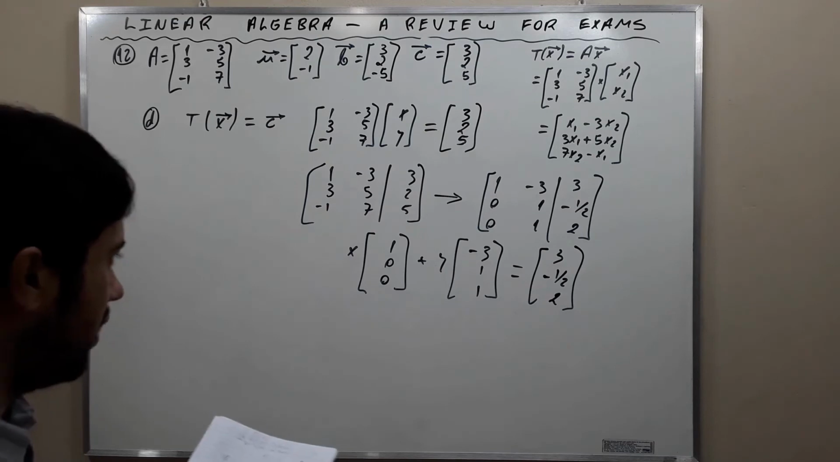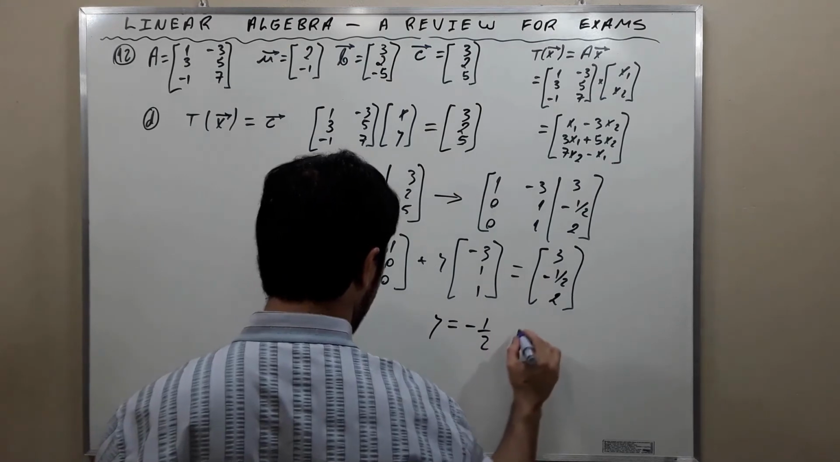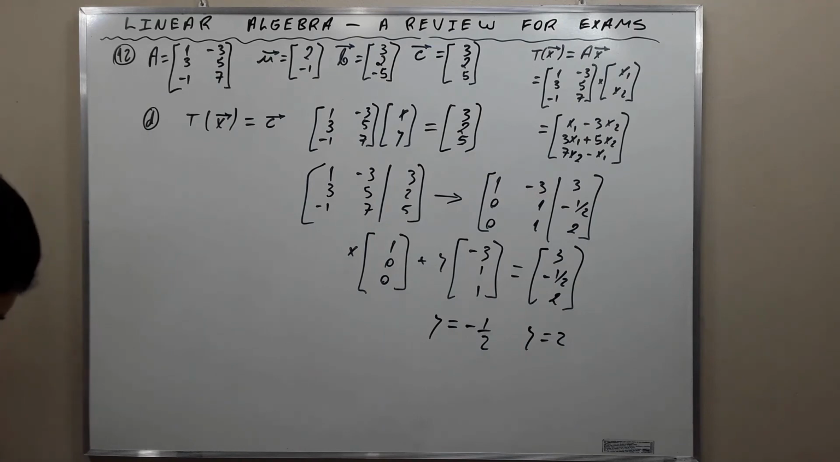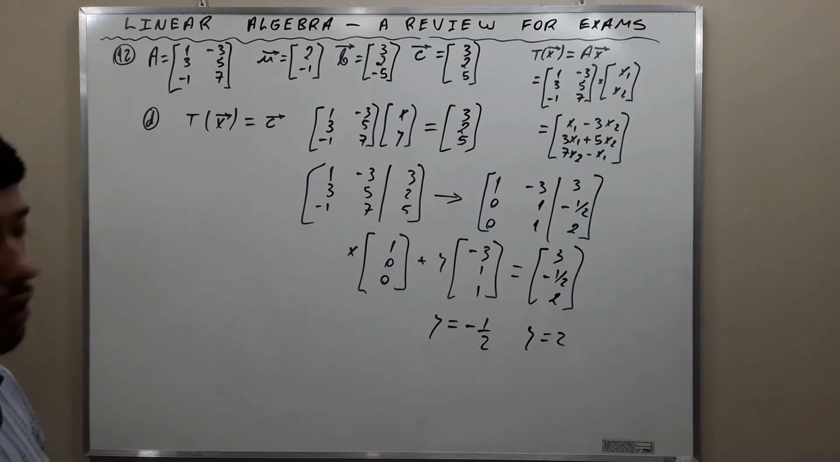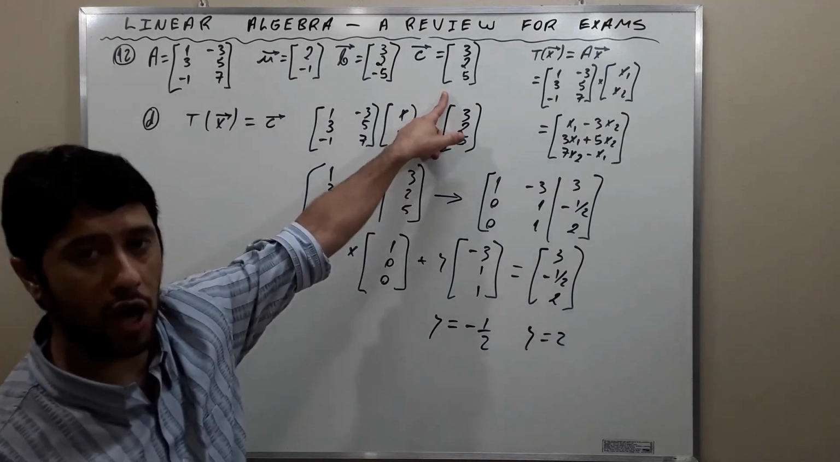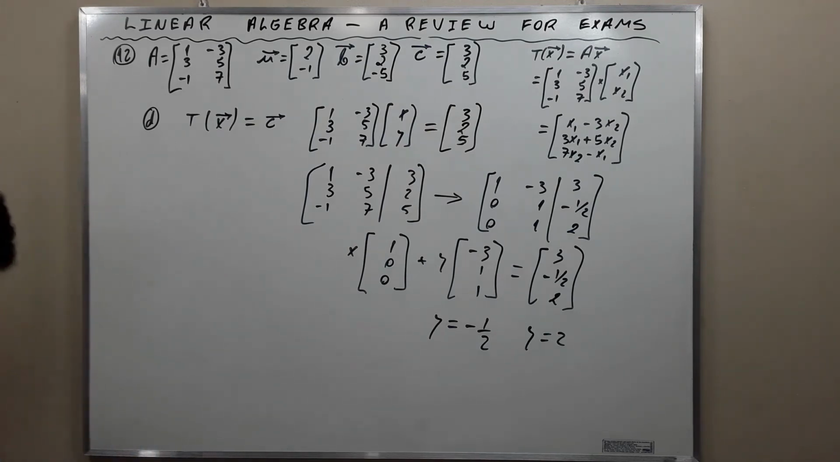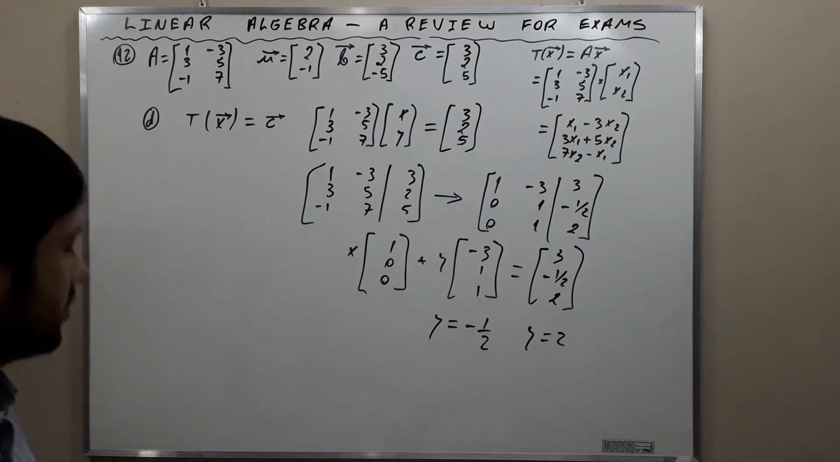From this, we find that y is equal to negative 1/2 and y is equal to 2 at the same time. And it is not possible, and our verdict is that the system is inconsistent. If the system is inconsistent, we discover that c does not belong to the range of the transformation. c is not in the range of the transformation, and this is all for exercise 12.